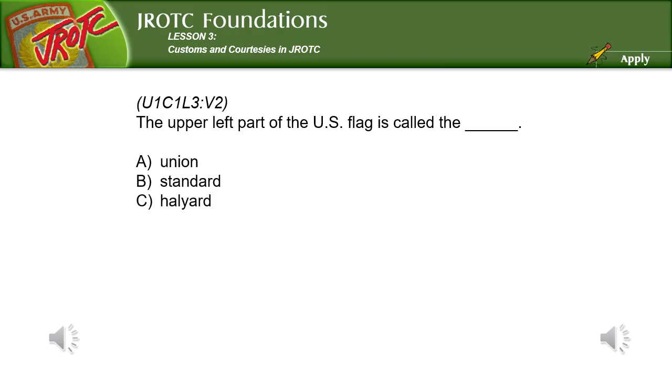Next question. The upper left part of the U.S. flag is called the blank. Is it A, Union, B, Standard, or C, Halyard? The answer is A, Union.